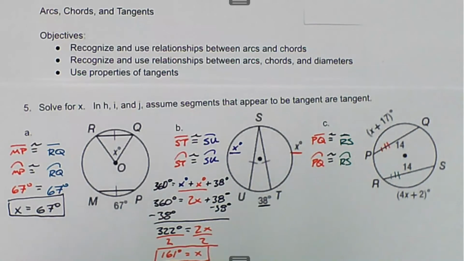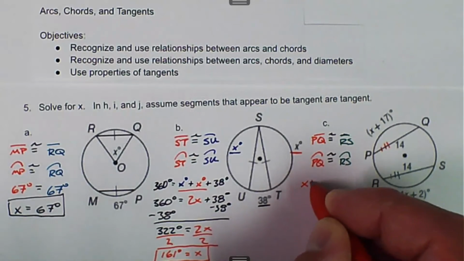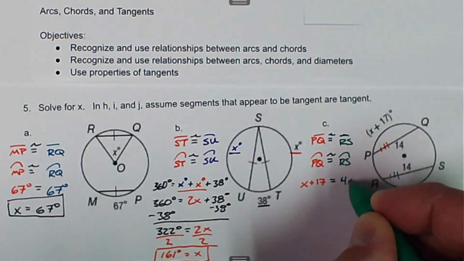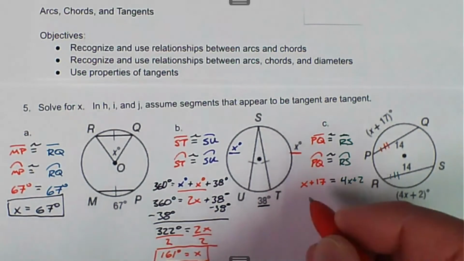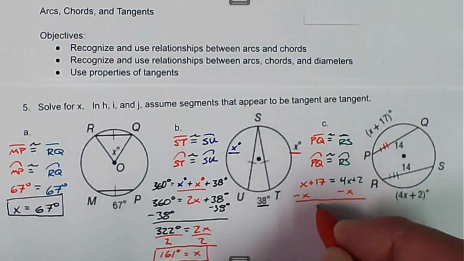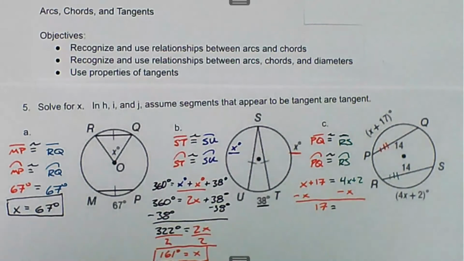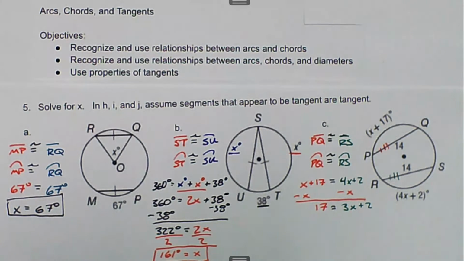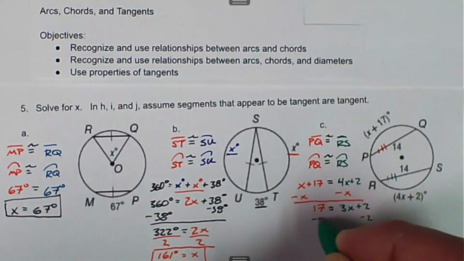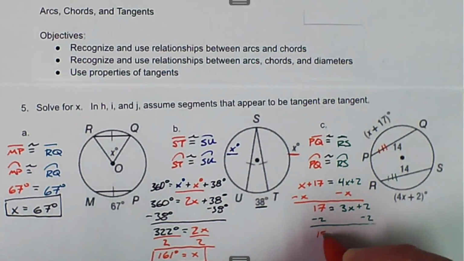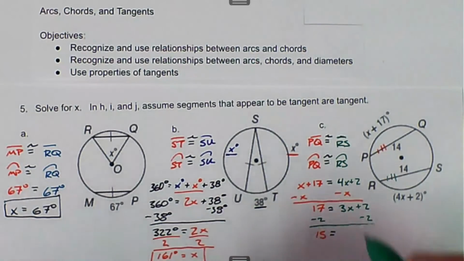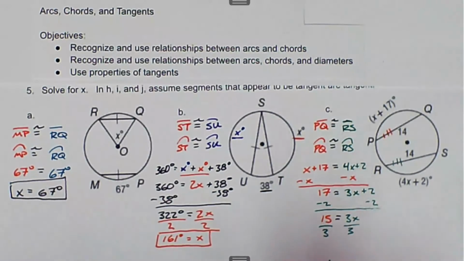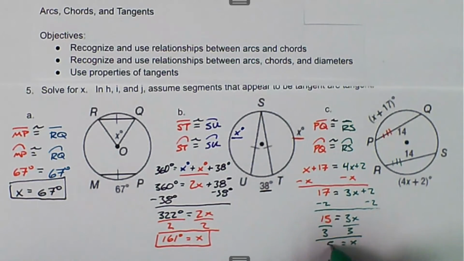And then we can substitute the values in for the arcs. And we get x plus 17 is equal to 4x plus 2. And we want to subtract x from both sides of the equation, and we're left with 17 is equal to 3x plus 2. Then we want to subtract 2 from both sides, and we get 15 is equal to 3x. And then we can divide both sides by 3. And then we're left with x is equal to 5.